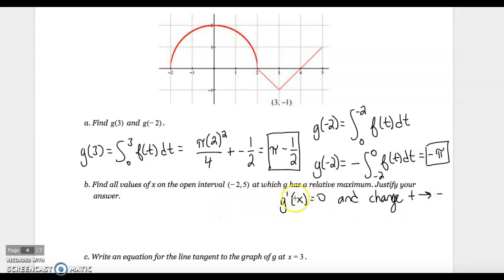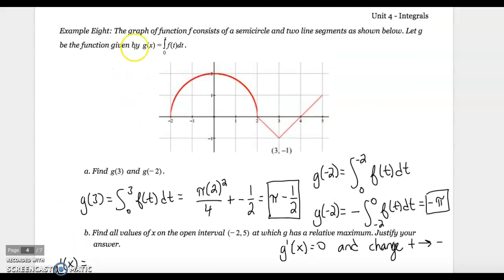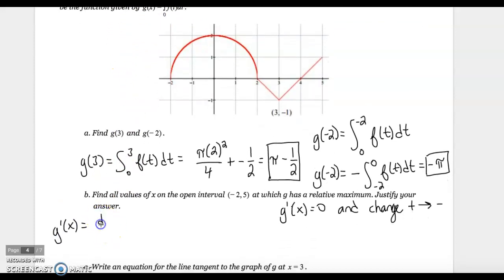So the first thing I should do is find g prime of x, and so g prime of x is the derivative of g, so I'm finding the derivative of this integral function from 0 to x, f of t dt. Derivative of this, plug this in, so then g prime of x is actually equal to f of x, this function. So I want to find where g prime of x, aka f of x, equals 0 and changes from positive to negative. So that happens here at 2.